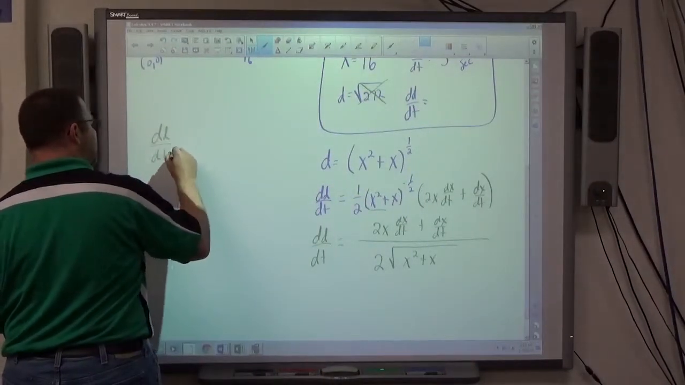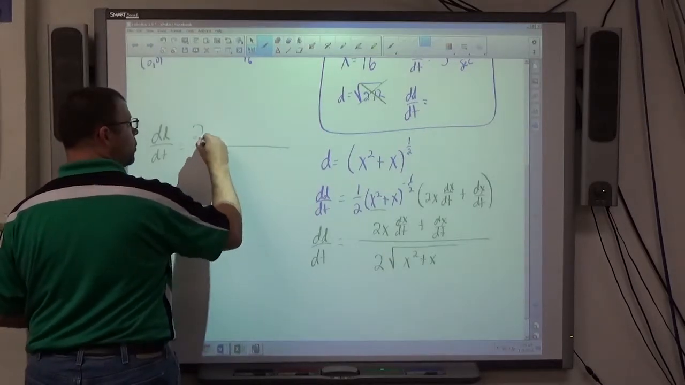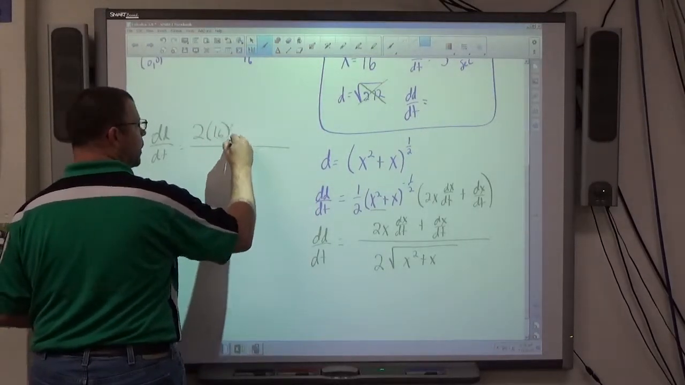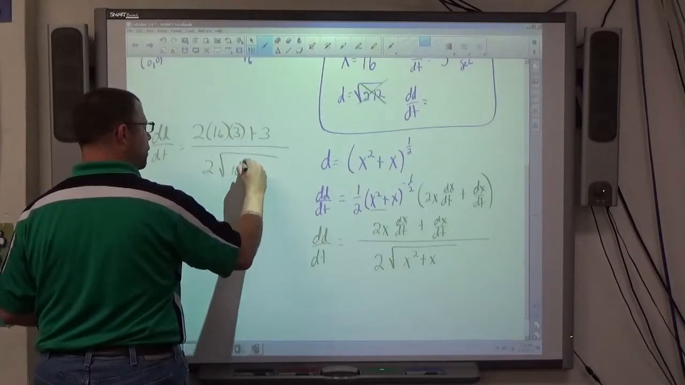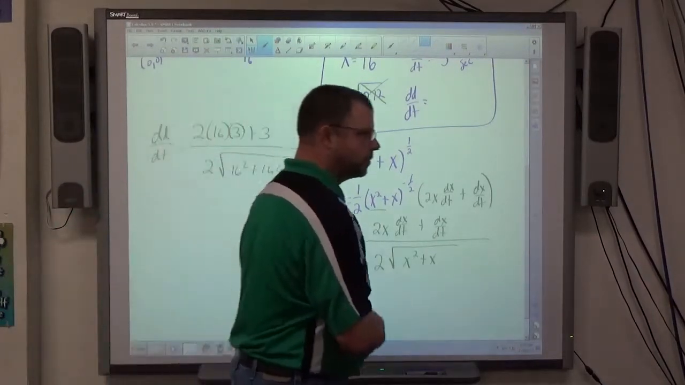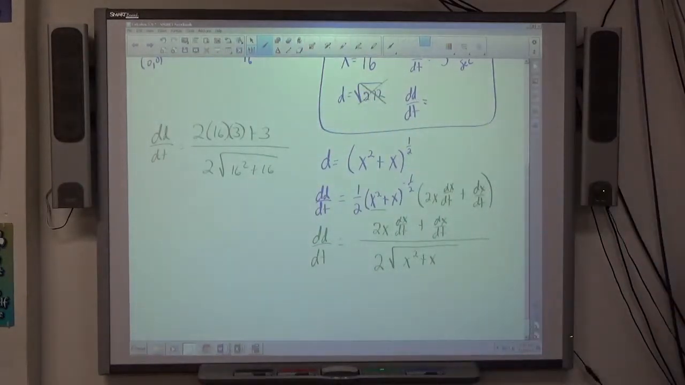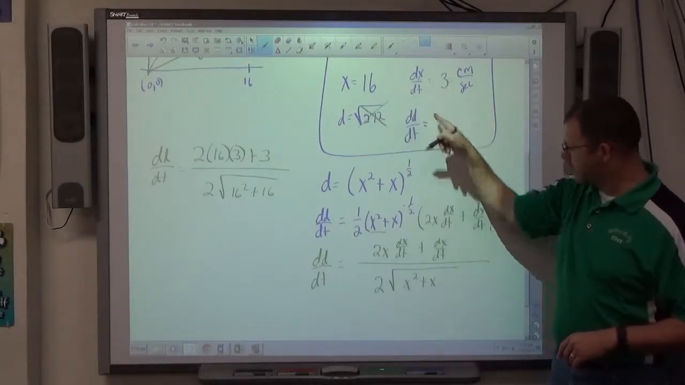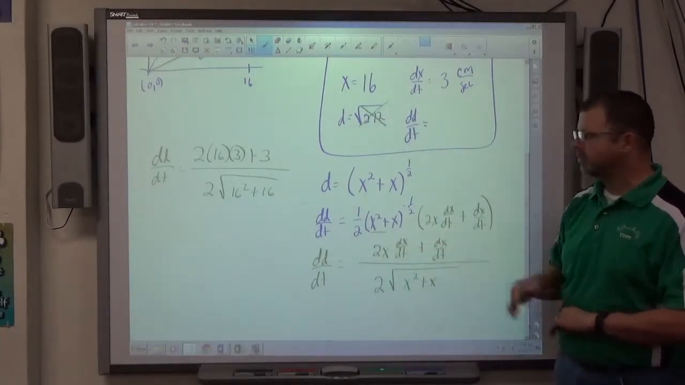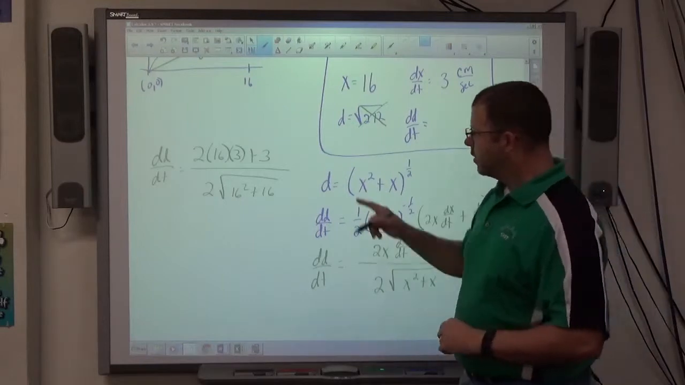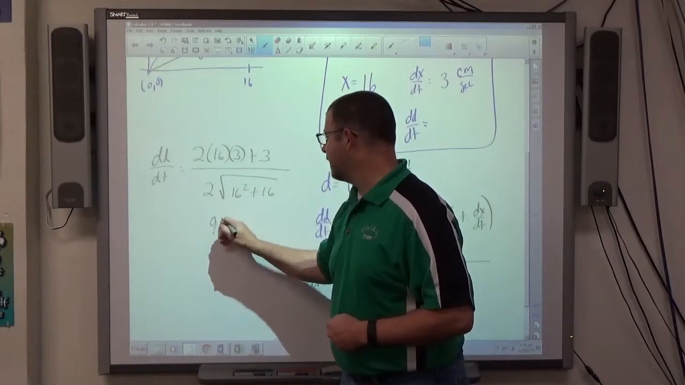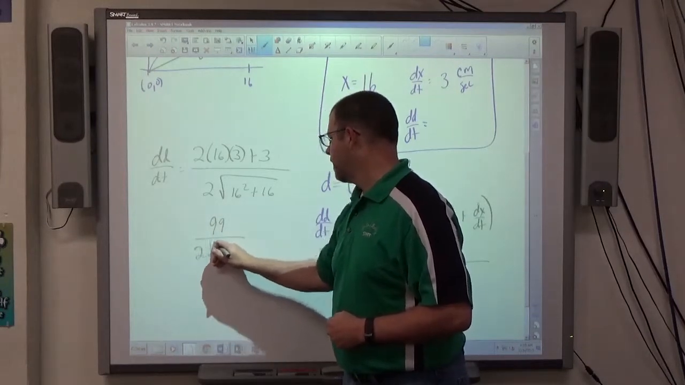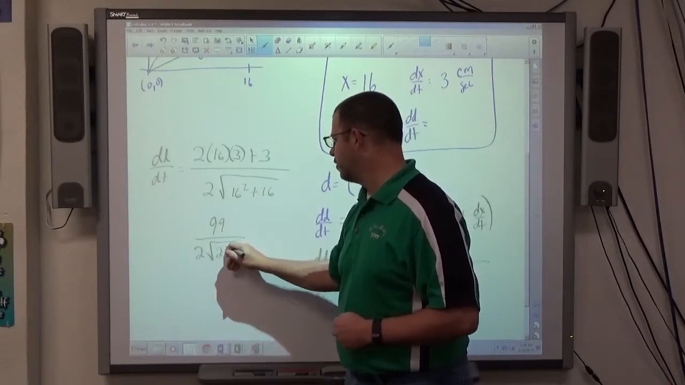So I'm going to get dd over dt equals (2 times 16 times 3 plus 3) over 2 times the square root of (16 squared plus 16). Again, that's just substitution of 16 and 3 for x and dx over dt. 2 times 3 is 6 times 16 is 96 plus 3 is 99. And 16 squared, 256 plus 16 is 272.